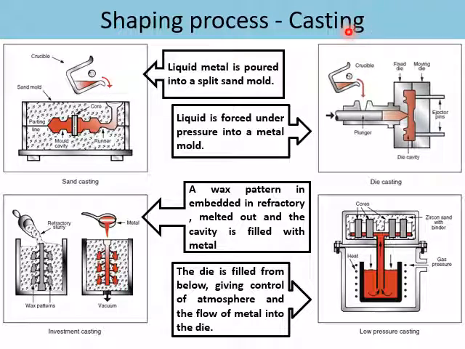Next is die casting, where steel molds are used. The mold needs to have male and female parts, and liquid metal is plunged into the mold using a plunger. Compared to sand casting and investment casting, die casting can be used repeatedly and is faster.